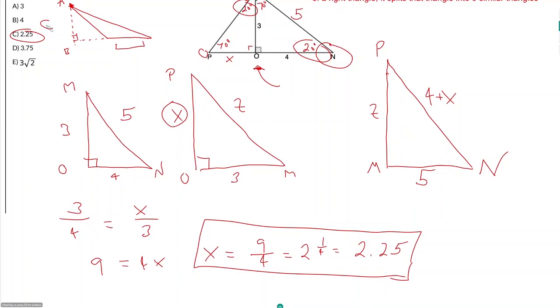So in our next video, we will look at triangles inscribed in circles.